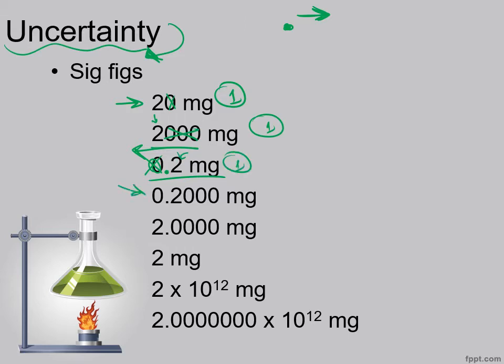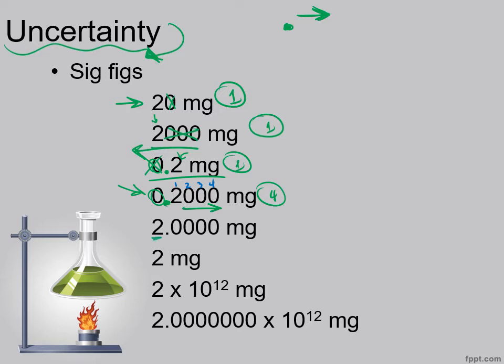Here things change a little bit. I have this 0 to the left of the decimal and the non-zero digit. It doesn't count. But these 3 zeros are to the right of the non-zero digit, and there's a decimal. These guys all do count. And so I now have 1, 2, 3, 4 sig figs in this piece of data.